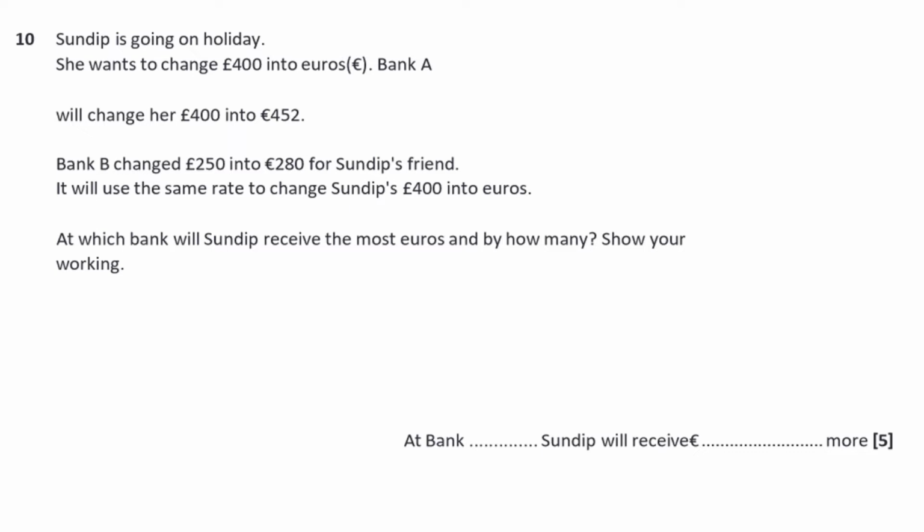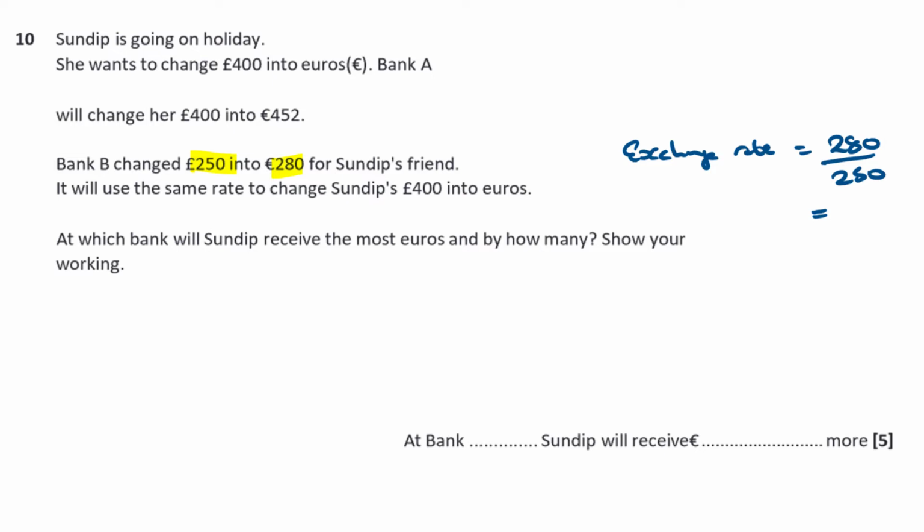Show your working. Okay, so we know what's going on in Bank A. We just really need to work out what's going on in Bank B, don't we? Now, Sandeep's friend took £250 and she changed it into 280. So we can use those two figures there, that one and that one, to work out the exchange rate. So the exchange rate is going to be, well, let's take the 280 and divide it by 250, and that will tell me how many euros I'm going to get for each pound. Okay, so the exchange rate is 280 divided by 250.